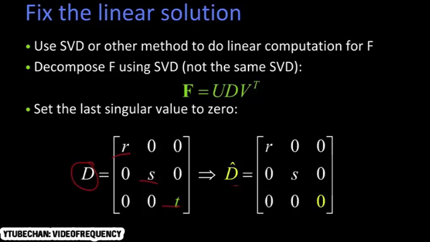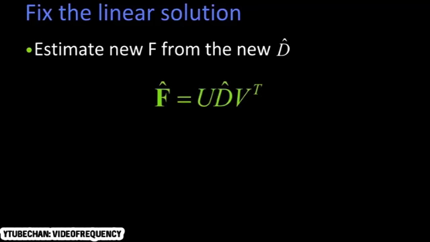And what we're going to do is create a new D, D hat, and just set that least value to 0, because it was supposed to be 0, because a rank 2 F would have an R, S, and 0, so we make it 0. Great. Once we've done that, we can build a new F, which I'll call F hat, using the same U that we got the first time, the same V that we got the first time, but we substitute in this new D, D hat, which is the one that only has 2 diagonal elements. And that gives us a new fundamental matrix that has just rank 2.